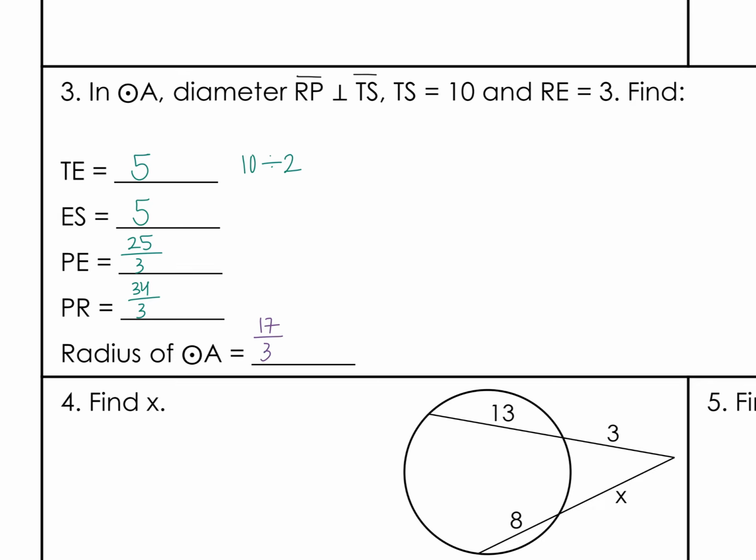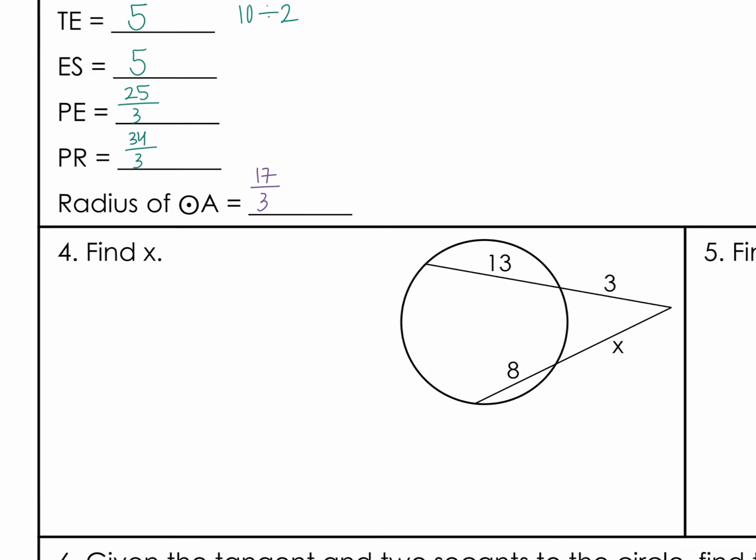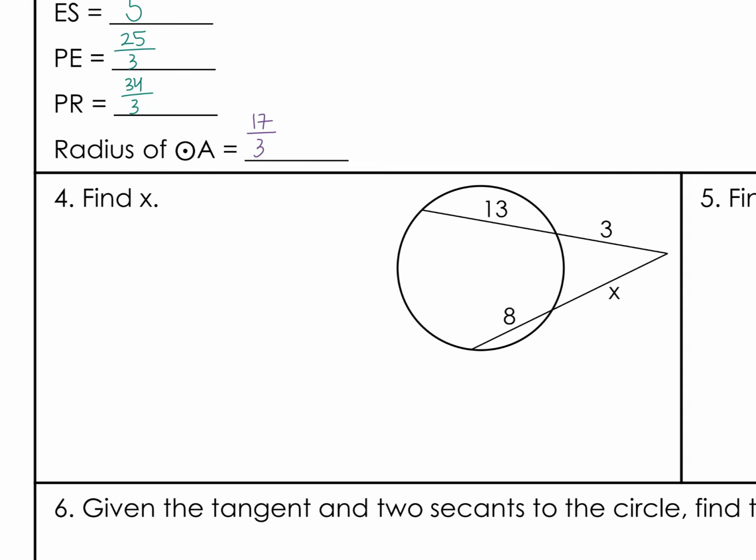Okay, moving into number 4. Number 4 is going to be using that case 2, where we're going to start with our outside length, that 3, times my whole, so 3 plus 13, is going to be equal to that outside length of x times my whole, x plus 8.